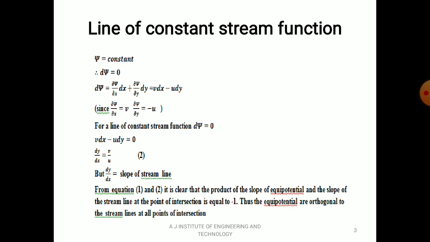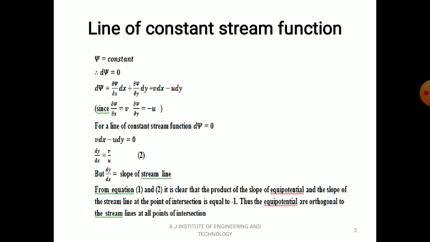For the two-dimensional steady flow case, we can write the expression as d xi equal to dou xi divided by dou x into dx plus dou xi divided by dou y into dy, that is equal to v dx minus u dy. That is because from the definition of stream function we have dou xi by dou x equal to v, dou xi by dou y equal to minus u. So for a line of constant stream function, d xi equal to 0. Therefore v dx minus u dy equal to 0. Simplify this expression to get dy by dx equal to v by u.